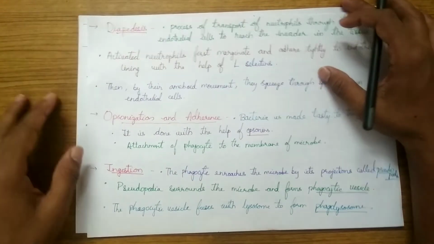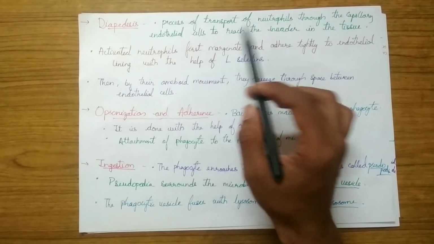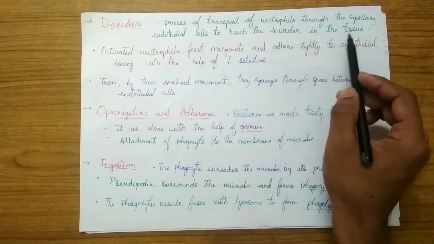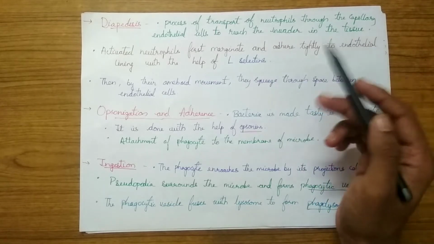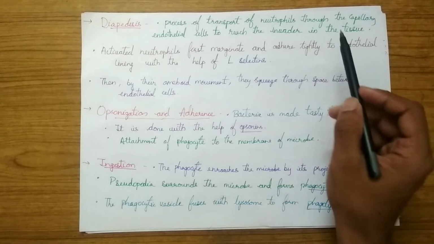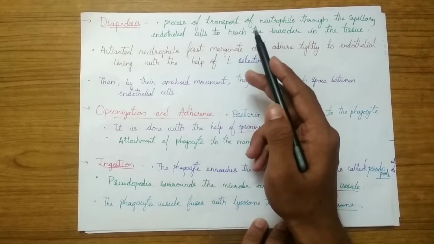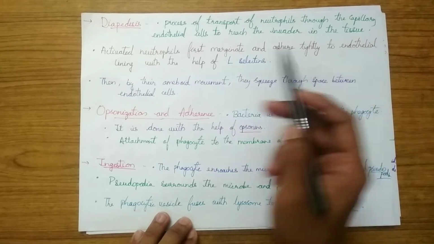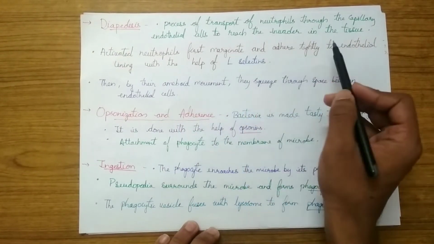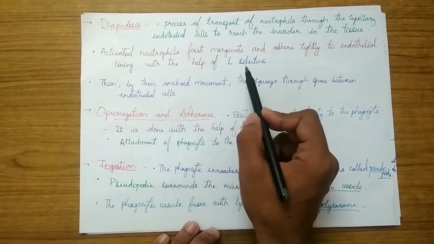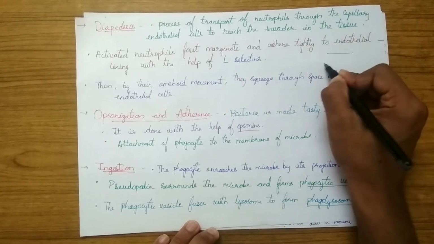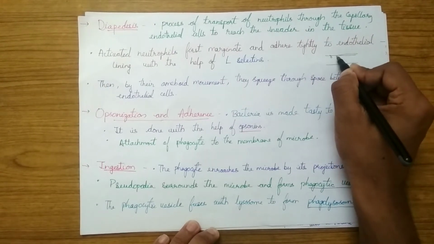The next step is diapedesis. It is the process of transport of neutrophils through the capillary endothelial cells to reach the invader in the tissue. Since the neutrophils are present in the blood, they need to be transported to the tissue through the capillary endothelial cells. So this is done through the process of diapedesis. The activated neutrophils first marginate and adhere tightly to the endothelial lining with the help of L-selectins. So first, neutrophils adhere to the margins of the blood vessels.